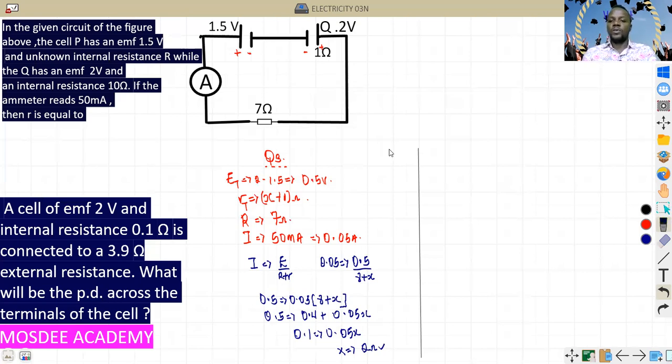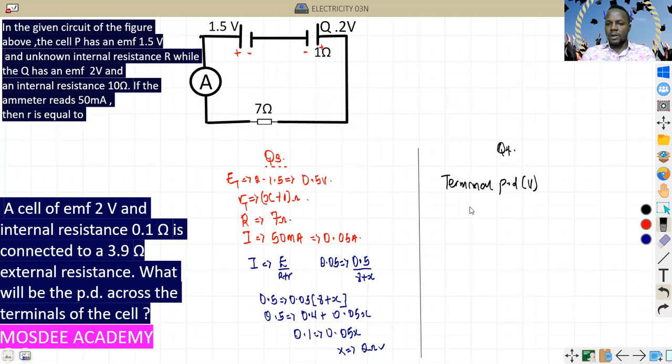We talk about question 4, which is also directly under this. About question 4, we have a cell of EMF 2 volts. I think the question is on terminal PD, and the internal resistance is 0.1 ohms. It's connected to a 3.9 ohm external resistance. What will be the PD across the terminal of the cell? Fine. So if it is connected across it, we can say the terminal PD, which we call V, terminal PD is called the potential difference.